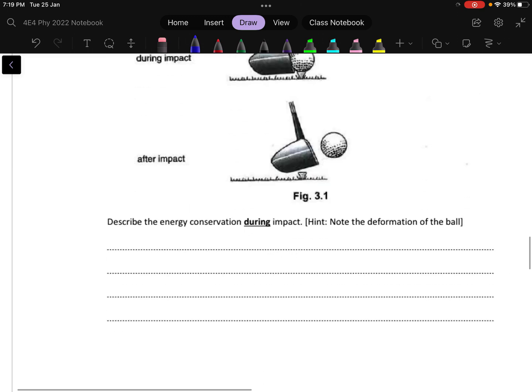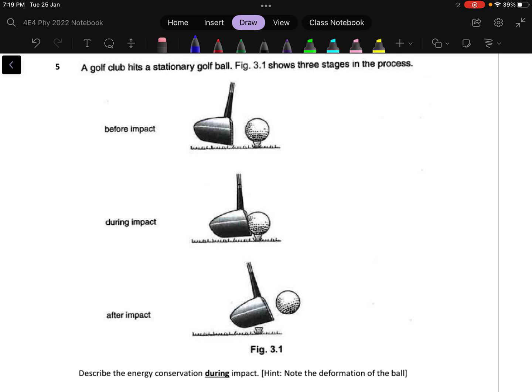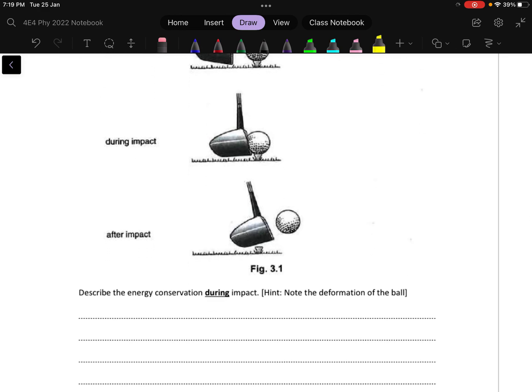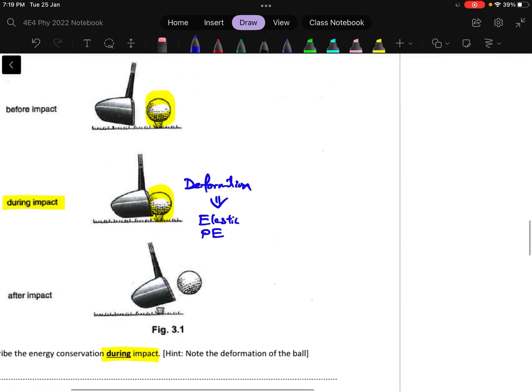Finally, I think there's one more question, question 5. It is again a TYS question. You will have 3 pictures, but the question asks you to focus on only one, which is dealing with the impact. I just want to highlight to you down here, can you see that the golf ball has been deformed? Because of that, if there is deformation, this means that there will be energy stored as elastic potential energy. So in this case, how will this work?